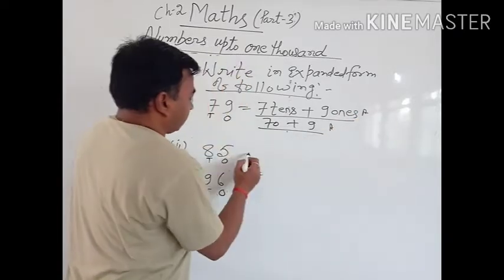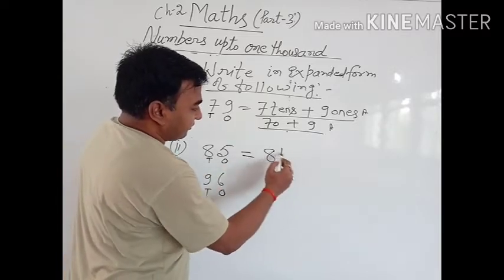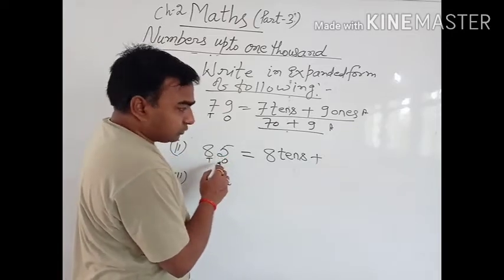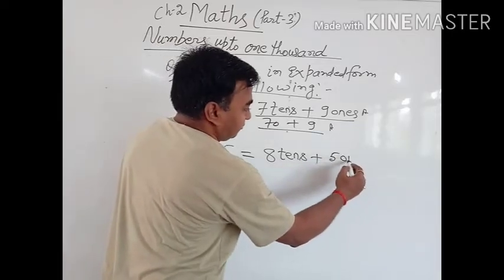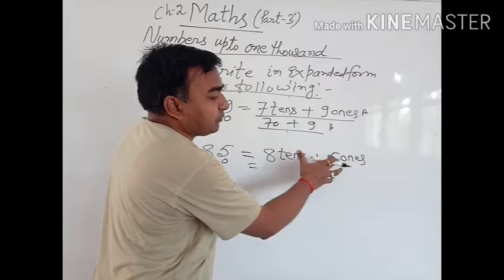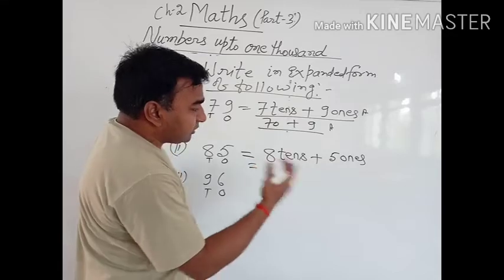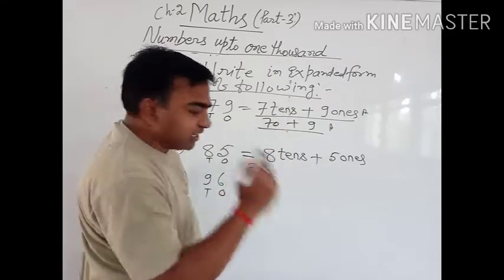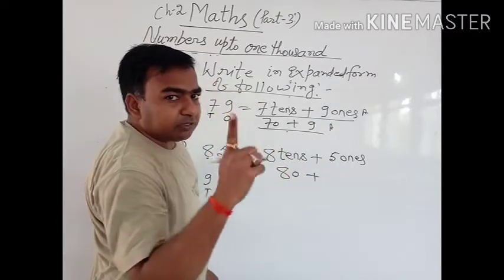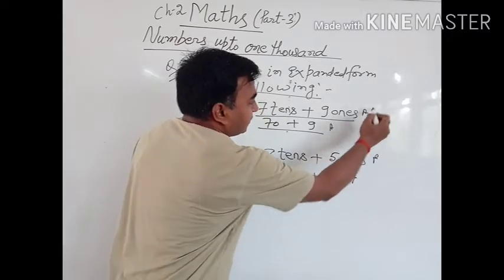Now second, 85. What is the place of this 8? Tens. We can write 8 tens plus. What is the place of this 5? Ones. We can write 5 ones. Now, how can we write 8 tens and 5 ones in digits? 8 tens means 8 multiplied by 10, which is 80. 80 plus 5 ones, which means 5 multiplied by 1. 5 ones are 5. So we can write 5. This is our answer.